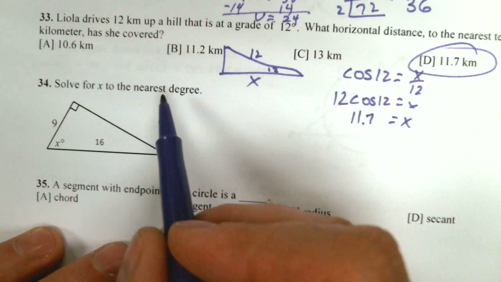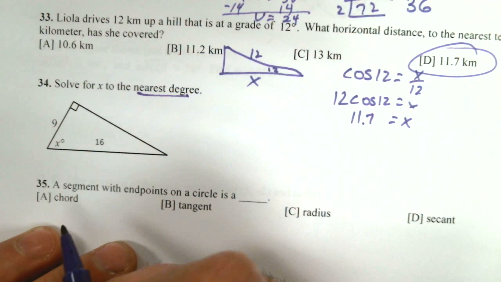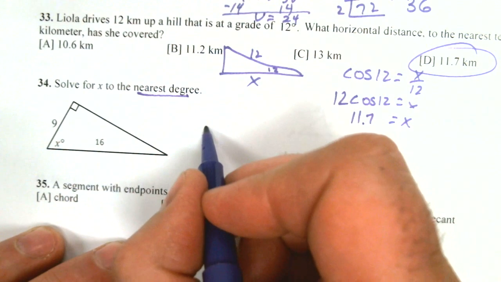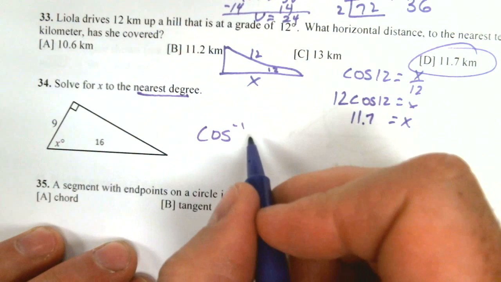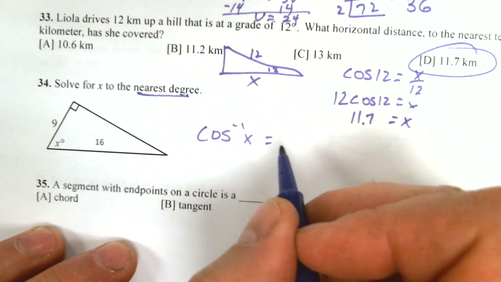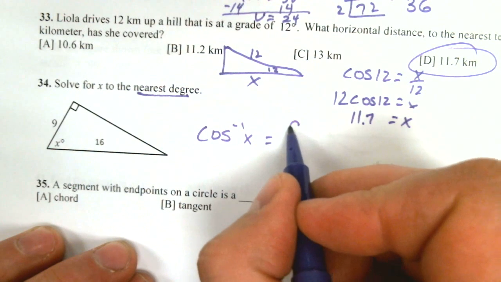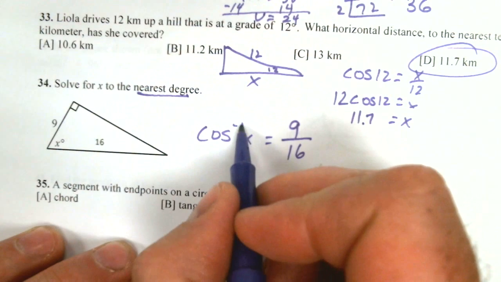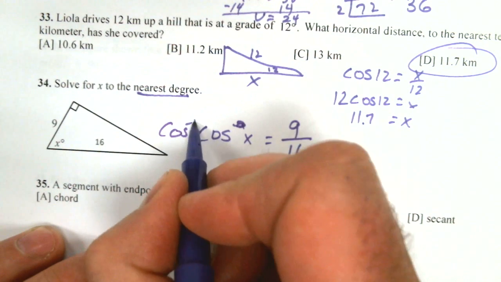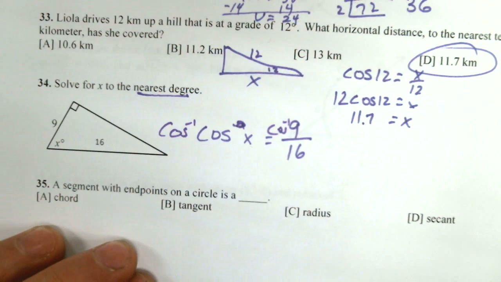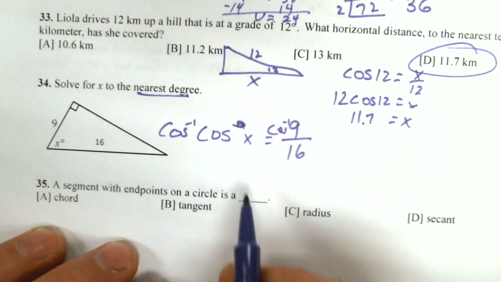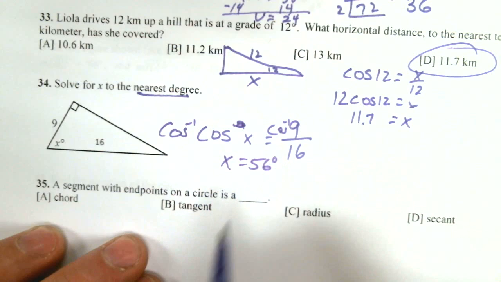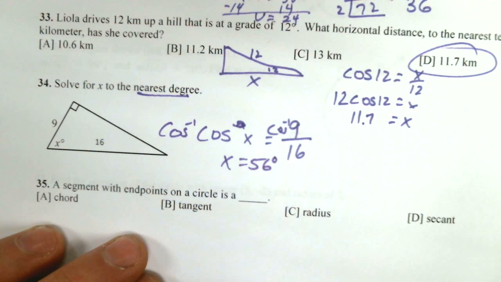If we're going to find the nearest degree, we know we're going to use the inverse functions. This is the hypotenuse, this is the adjacent. So we're going to use the inverse cosine of x is going to be equal to 9 over 16. Putting this into my calculator, well, the inverse cosine of both sides, and I get to the nearest degree 56 degrees. Inverse cosine of 9 over 16.